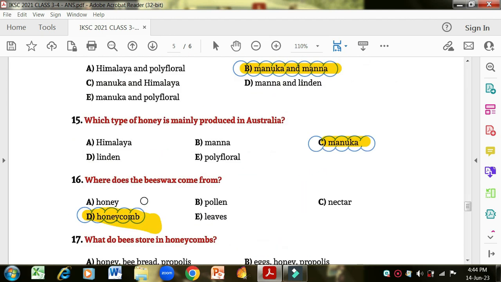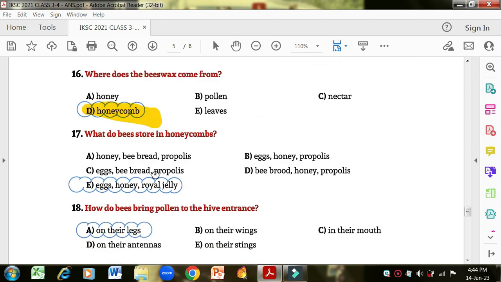But the main thing which is not there in this option is eggs, honey, and royal jelly. Egg is the most important thing, and honey is the most important thing. Honeycomb is made so that they can collect the honey. Then B option is eggs, honey, propolis. Then C, eggs, bee bread, propolis, bee brood, honey and propolis, or egg, honey, and royal jelly. So option E is correct.